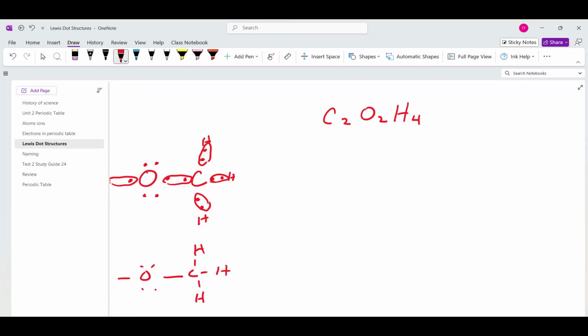So if it has 2 below it, it's 2 of them. So this is going to have 2 carbons, 2 oxygens, 4 hydrogens. There's too many extras off. Well, there's 6 you can do. They're legal.